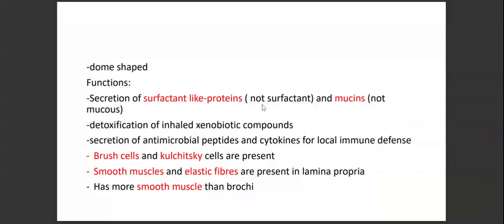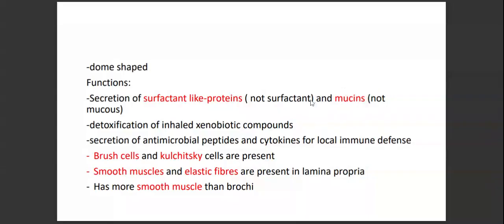So take note, they do not produce surfactant. This is one confusion that examiners want to write down to confuse their students. They'll put this as an option and say Clara cells produce surfactant. That is very false because they do not produce surfactant. Instead, they produce surfactant-like proteins or surfactant lipoproteins, and mucins. Again, here they produce mucins, not mucus. Once these mucins are produced and they mix with water, that's when they become mucus. So these Clara cells do not produce mucus, but they produce mucins.